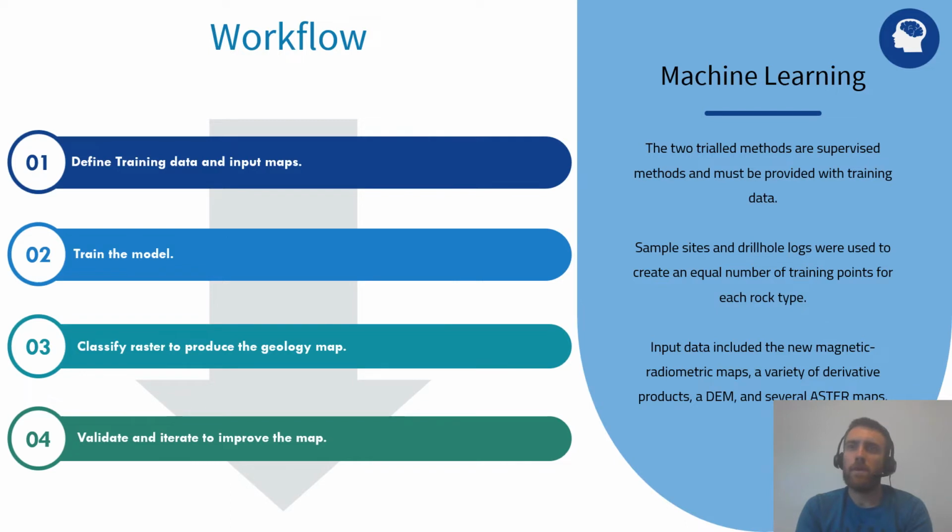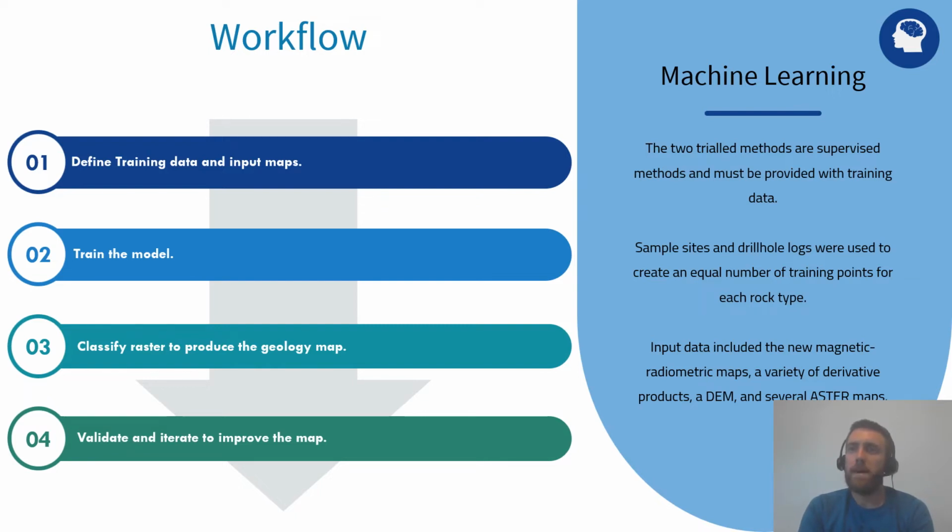So here's a typical workflow that Connects uses for our machine learning geology mapping. So the first step is always to define the training data and the input maps. Training data are just points where we know what the geology is, and we use that to train the model to give it some guidance. So in this case, we want to know points on the surface where we know what the geology is. So we use sampling sites, observation sites, and drill hole logs. So we're fairly confident in what the geology is at these areas.